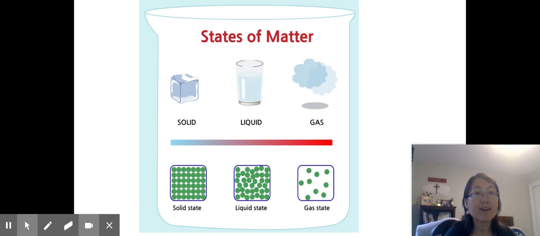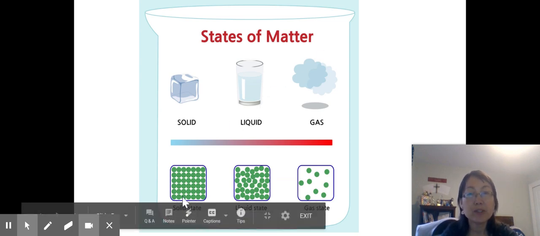Okay, so I think we all know it, right? States of matter are three: solids, liquids, and gas. Here's a picture of ice, water, and water vapor. If we look at the atoms inside solid, liquid, and gas, it looks like this.